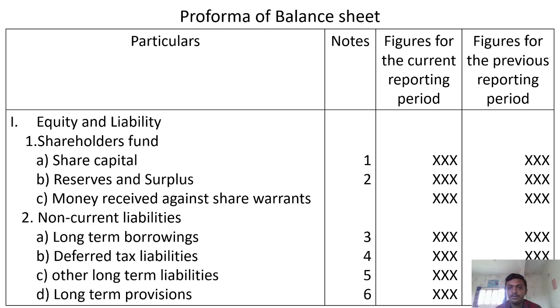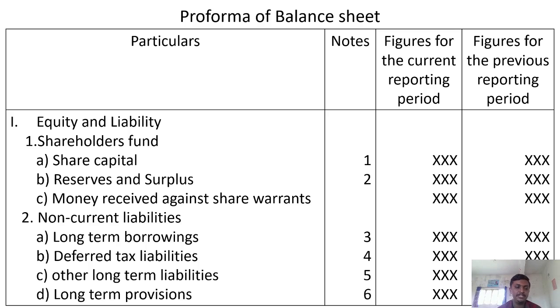So this is the pro forma of balance sheet. Here are the particulars, notes, that is note number, figures for the current reporting period, figures for the previous reporting period. So that the first one, the equity and liability.